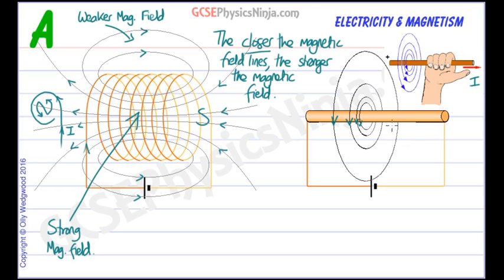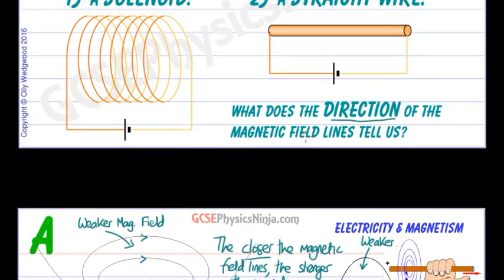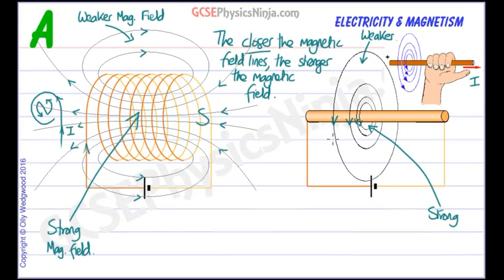Now once again, take a look at where the lines are closely packed together. So here we've got a strong magnetic field, whereas a little bit further out it's much weaker. Okay, finally, the last question: what does the direction of the magnetic field lines tell us? The answer to that is that it is the direction of the force on a north pole of a magnet at that point. Let's write a few words about that.